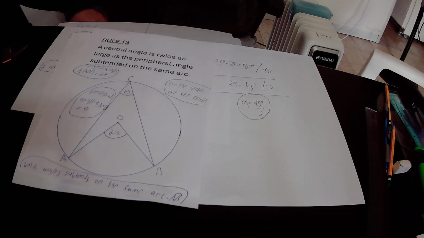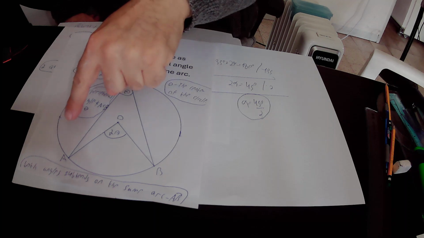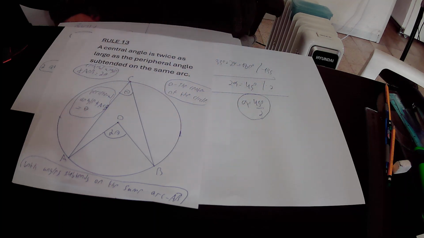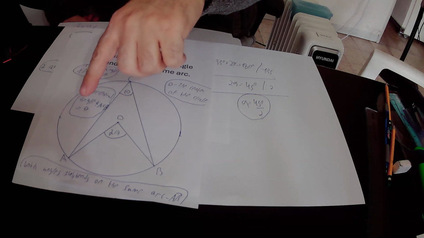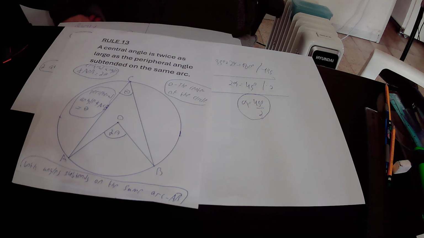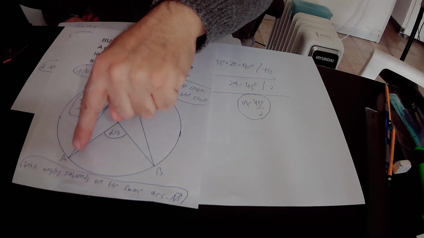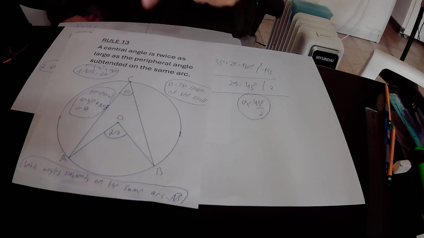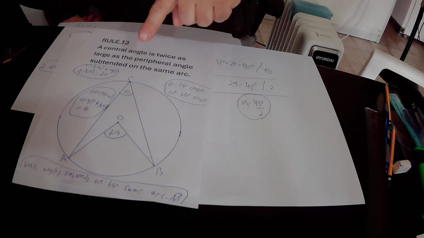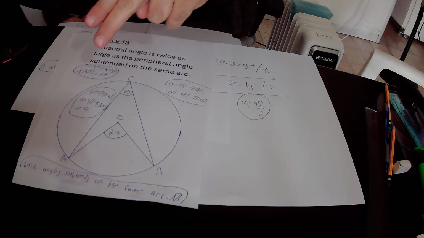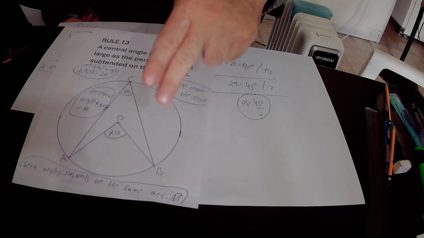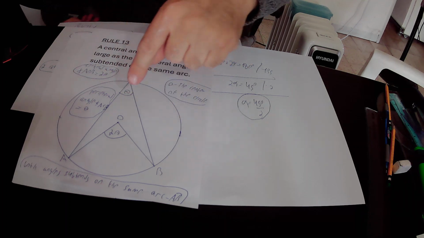In the drawing we have a circle. Inside this circle we have peripheral angle ACB. This peripheral angle ACB equals theta, and this peripheral angle ACB is subtended on arc AB. Therefore, the central angle AOB that's subtended on the same arc AB must be twice as large as the peripheral angle ACB. And because peripheral angle ACB equals theta, the central angle AOB that's subtended on the same arc AB must be equal to 2 theta.